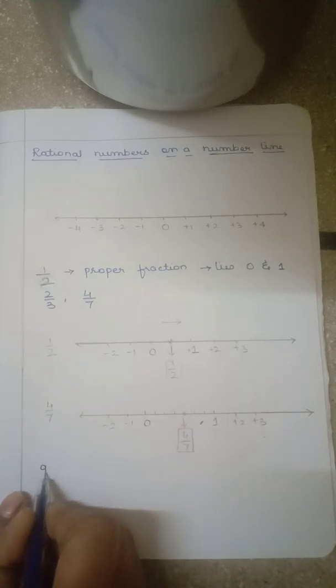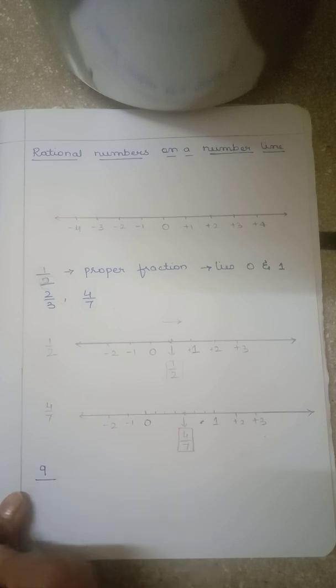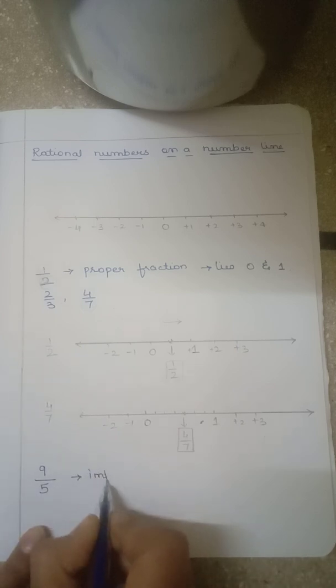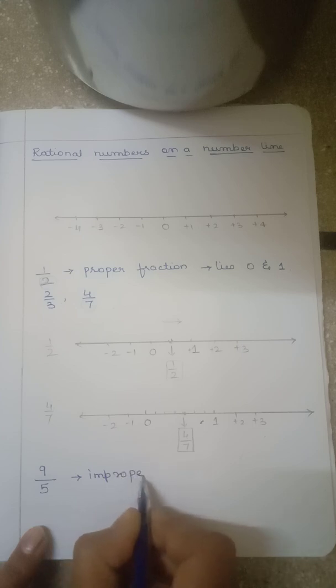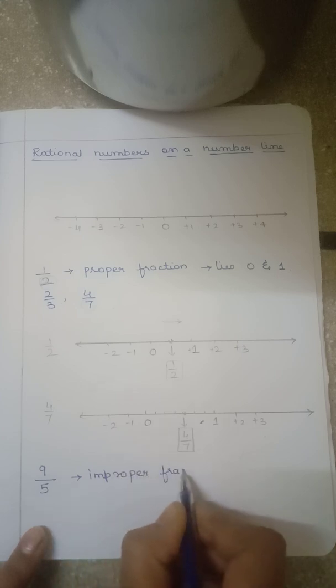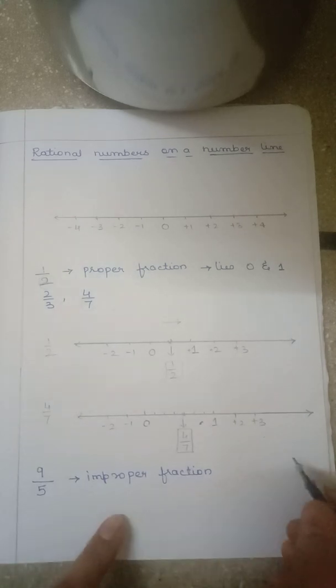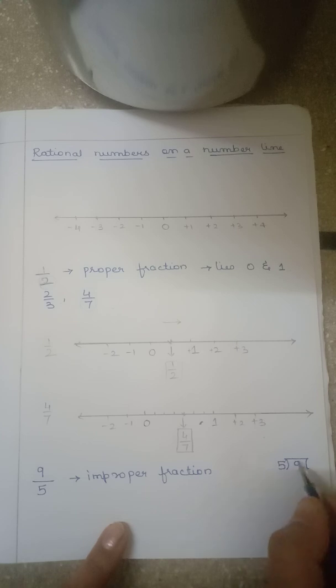Now for example, take an example of an improper fraction, 9 by 5. Now 9 by 5 is an example of improper fraction. So whenever you have an improper fraction, you have to first convert it into a mixed fraction. You know how to convert into a mixed fraction. Numerator should be divided by the denominator. 5 ones are 5. 9 minus 5 is 4.